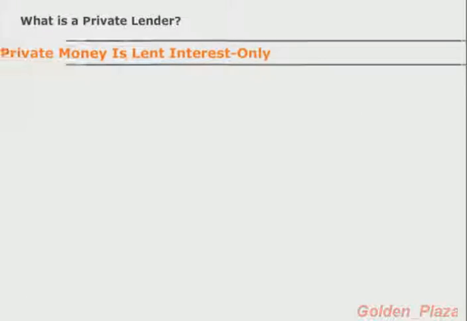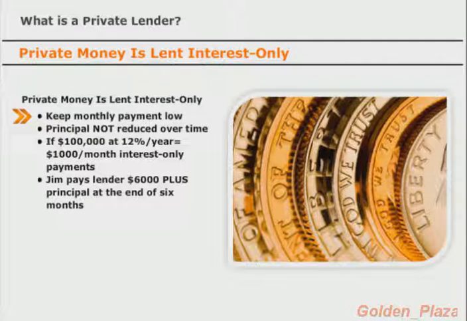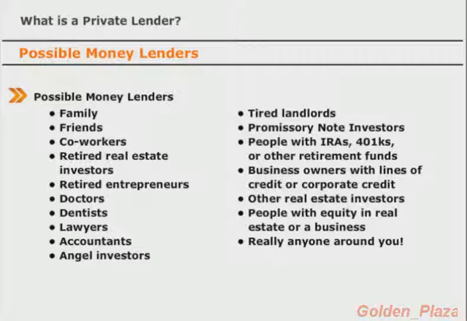You might find private investors lending money interest only to keep the monthly payment low. However, lenders will not reduce the principal over time as with an amortized loan. For example, Jim borrows $100,000 at 12% per year or $1,000 per month in interest-only payments. But let's say Jim and his private lender agreed that he would pay all interest and principal at the end of 6 months. If that is the case, Jim will pay the lender $6,000, which represents all the accrued interest plus the principal.